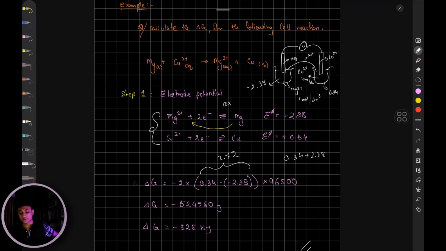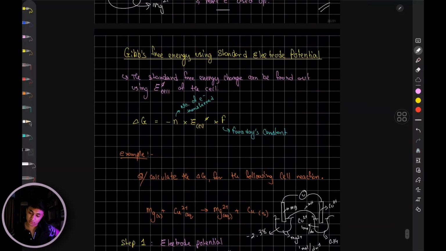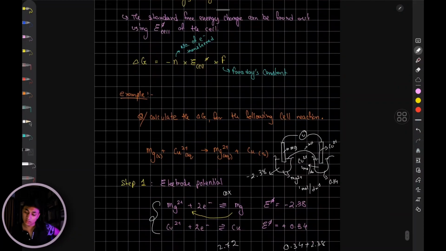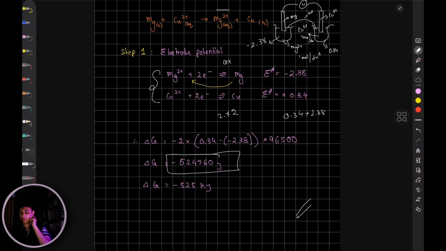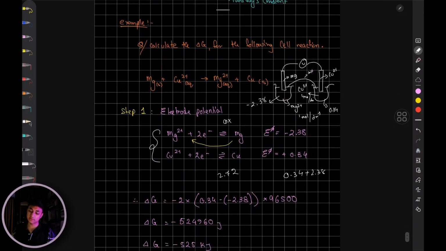Okay. So the number of electrons transferred, the cell potential, and Faraday's constant, F, from the equation, right? So times F, and the product of all this is going to be your change in Gibbs free energy. Now, another thing, using this, you will also check the feasibility of the reaction, right? So your change in Gibbs free energy in this case is going to be negative.